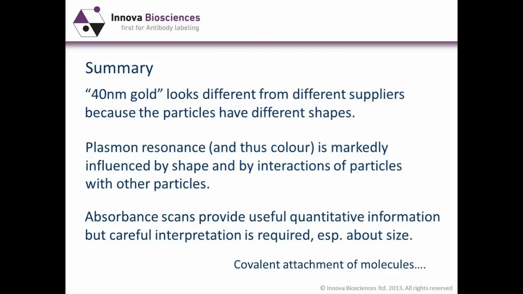Okay, so just to summarize the first section of the presentation, 40 nanometer gold looks different from different suppliers, really because it is different. The particles have different shapes. The plasmon resonance band, and thus the color, is markedly influenced by shape and by interactions of particles with other particles, which also really is changing the shape. And absorbance scans provide useful quantitative information, but careful interpretation is required, especially about the size of the nanoparticles.